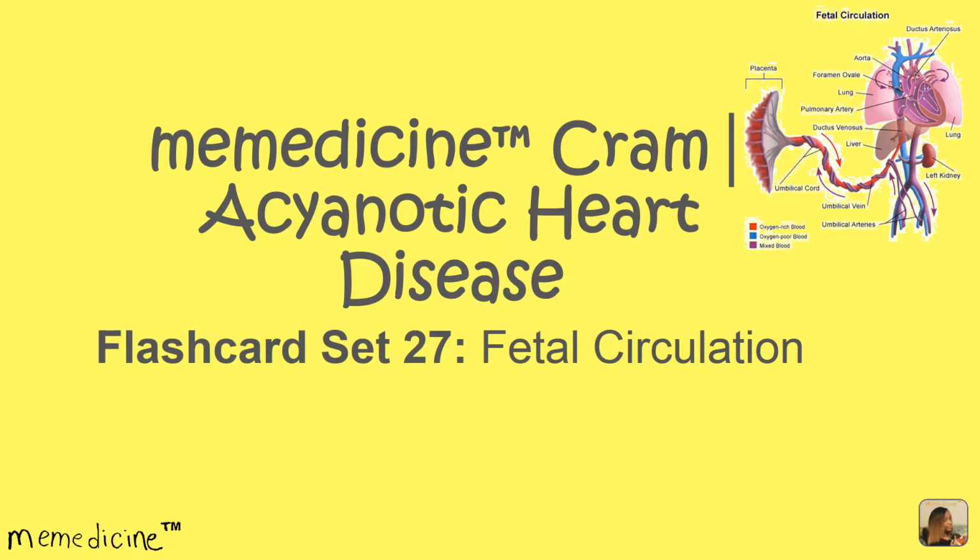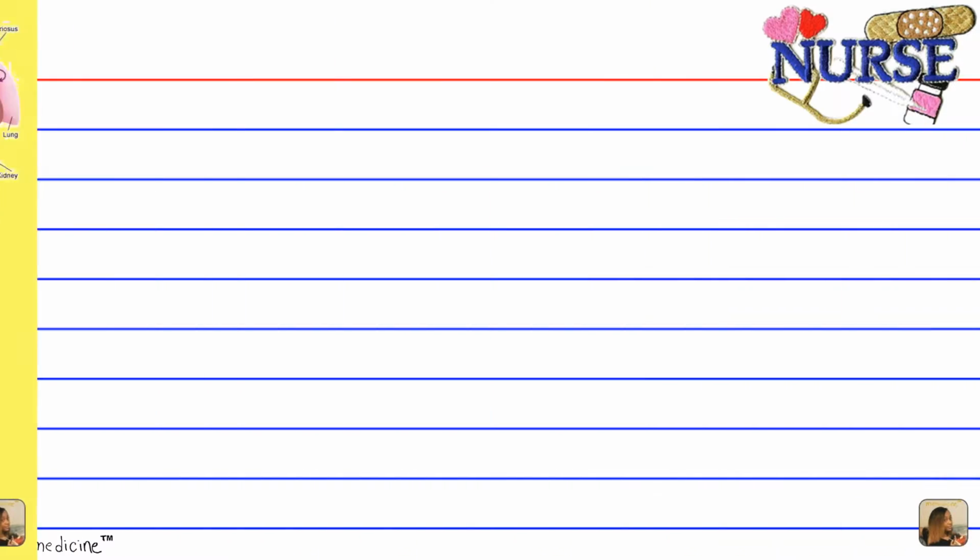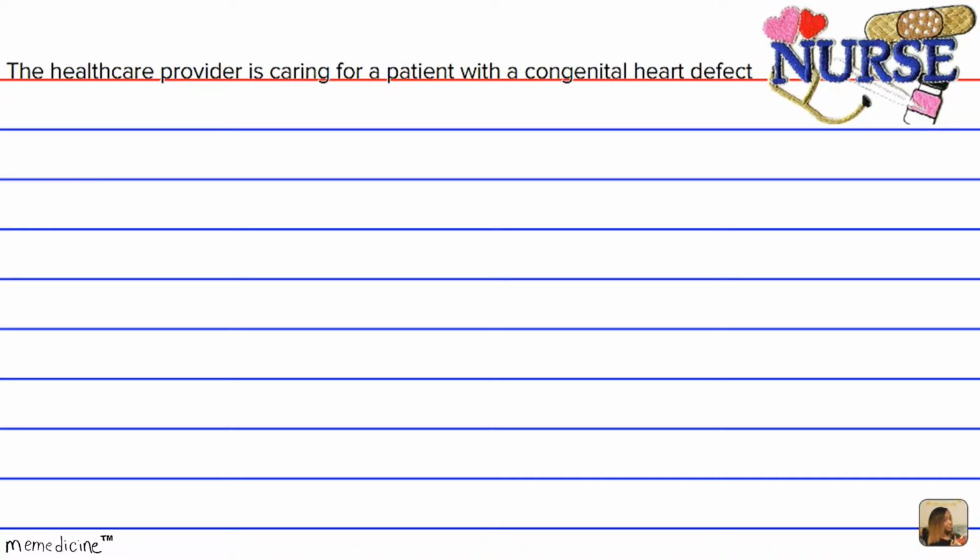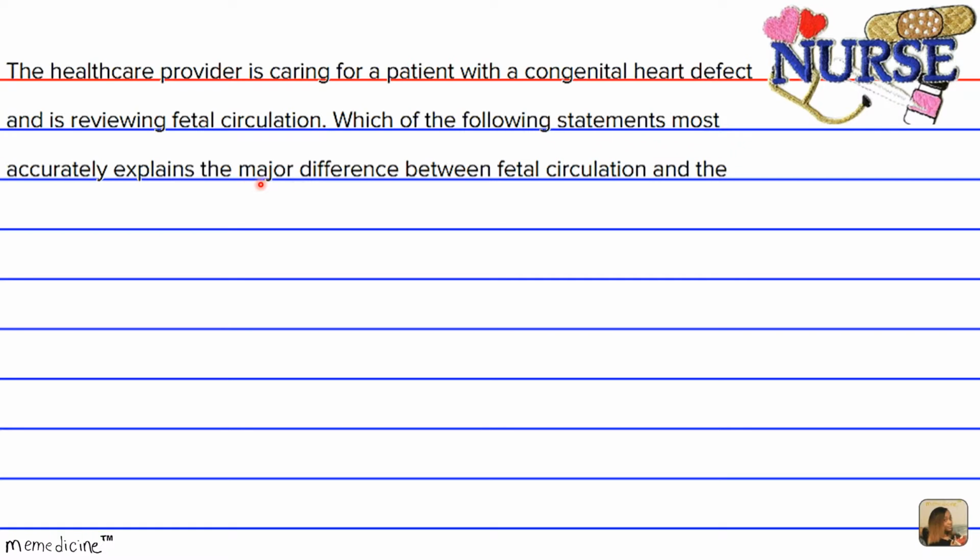This deck of cards can be used for review for the National Council Licensure Examination. The healthcare provider is caring for a patient with a congenital heart defect and is reviewing fetal circulation. Which of the following statements most accurately explains the major difference between fetal circulation and the circulation established at birth?